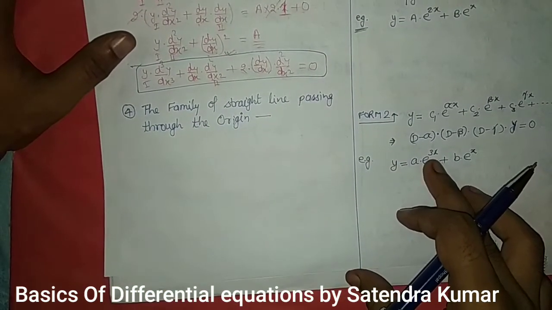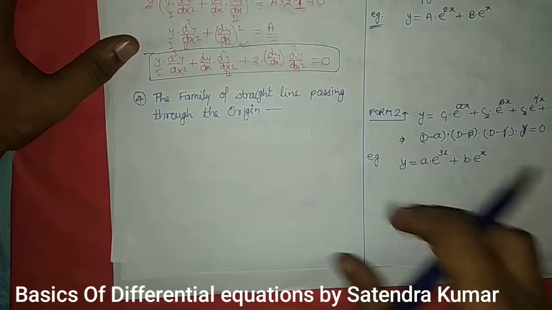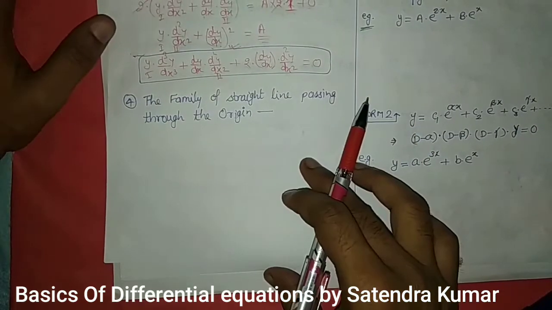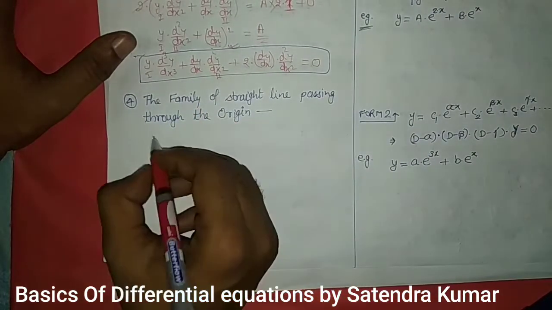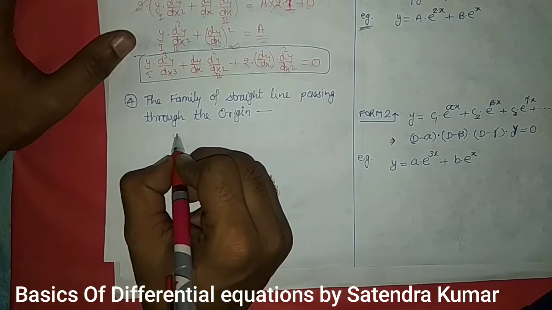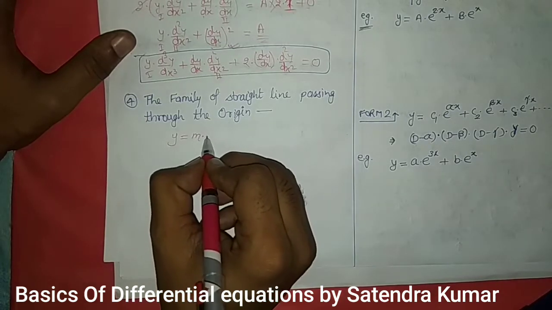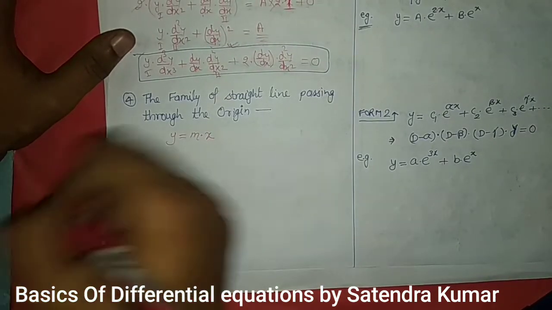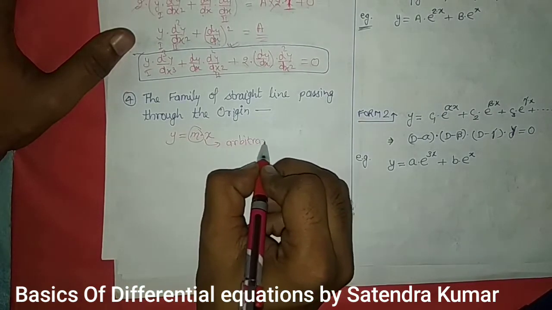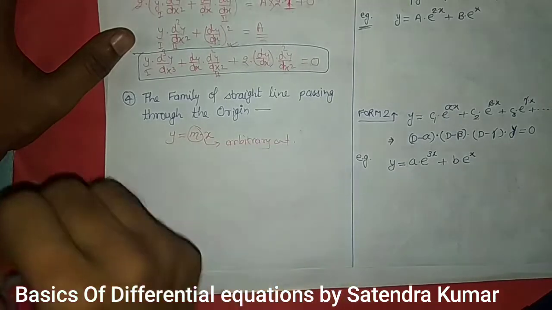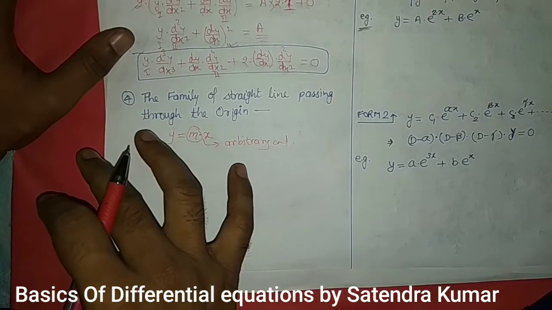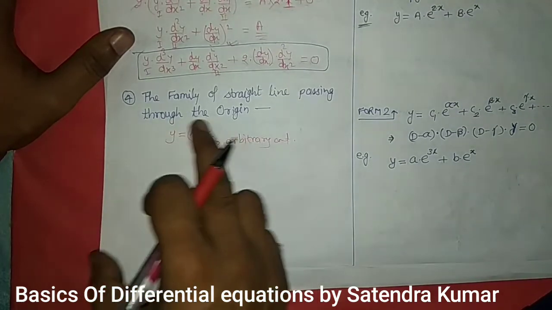And the last problem of this topic is the family of straight lines passing through the origin. So we have to find out the family of straight lines. The line which passes through the origin is in the form of y is equal to mx plus c, where m is an arbitrary constant. If we change the value of m, then many straight lines will be formed, that is, the family of straight lines will be formed.